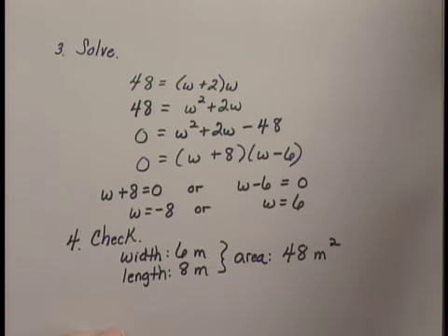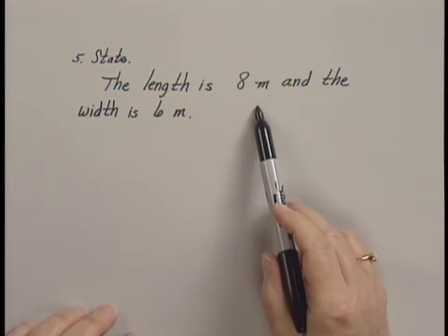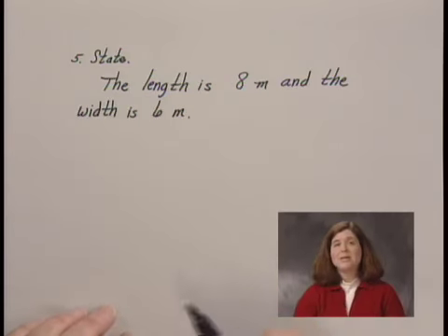So we can state our answer then clearly in a complete sentence. The length is 8 meters and the width is 6 meters.